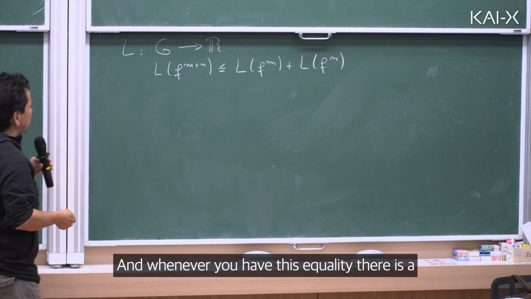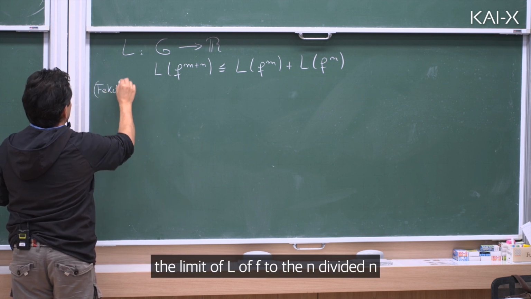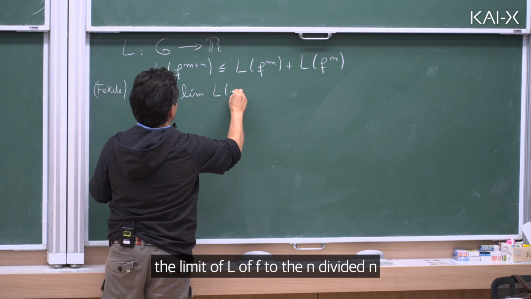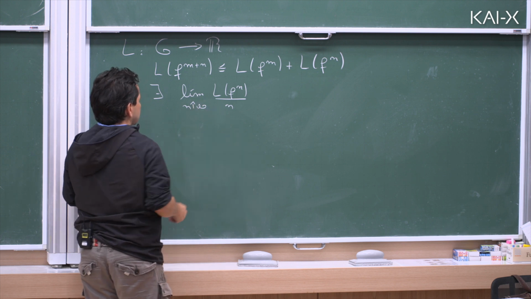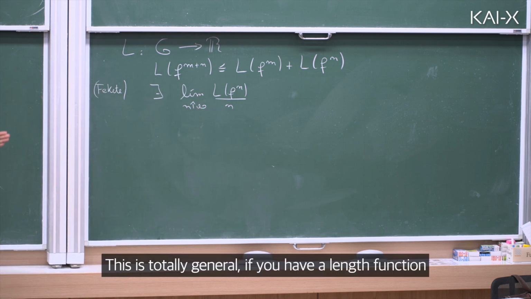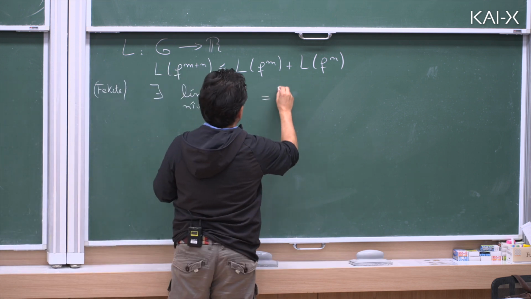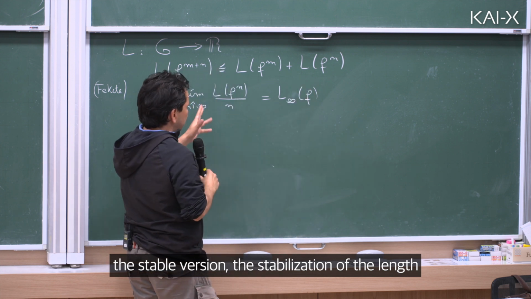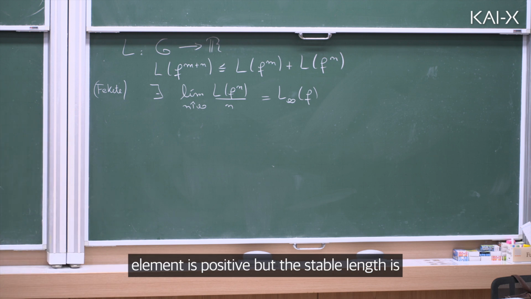And whenever you have this inequality, there is a classical lemma by Fekete that says that the limit of L of f to the n divided by n exists. This is totally general. If you have a length function, then you have this, and you can call this, say, L infinite, the stable version, the stabilization of the length. So it may happen that the length of an element is positive, but the stable length is zero.